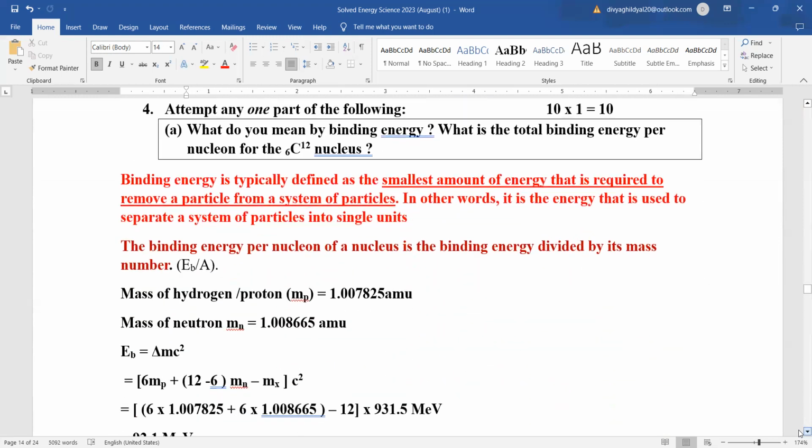What do you mean by binding energy? What is the total binding energy per nucleon for carbon? Binding energy is defined as the smallest amount of energy that is required to remove a particle from a system of particles, or in short, it is the energy that is used to separate a system of particles into single units. Binding energy per nucleon is obtained by dividing the total binding energy by the mass number. So mass of hydrogen, mass of neutron, E is equal to del m c square.